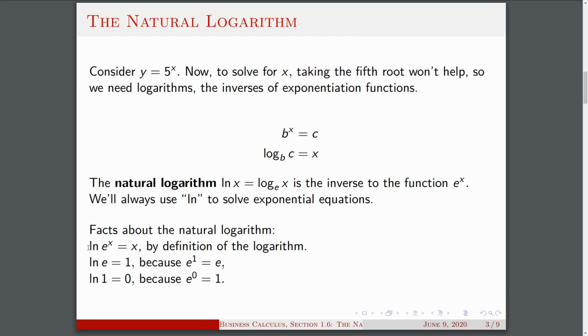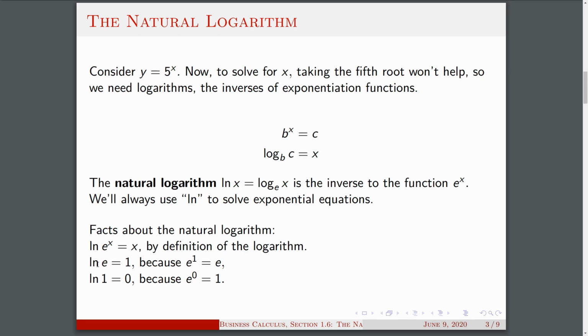So here are some facts about working with logs that you should keep in mind. First of all, ln of e to the x is just x. It sort of, quote, cancels out the ln and the e. You can think about it like that, it's okay. But yeah, ln of e to any power will just be that power. All right. ln of e, that's 1.